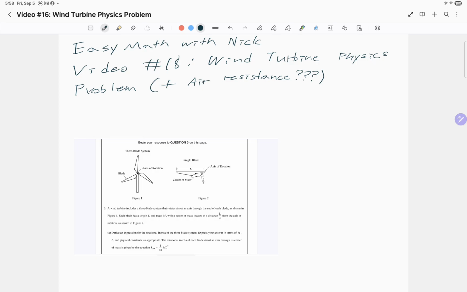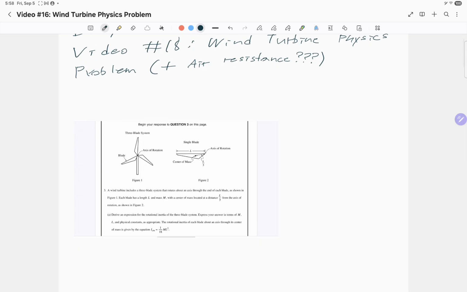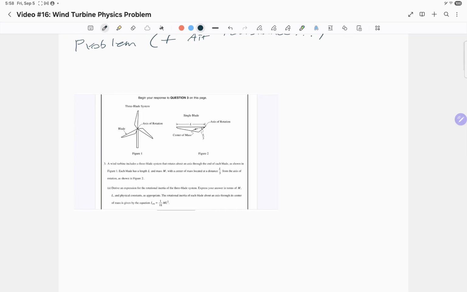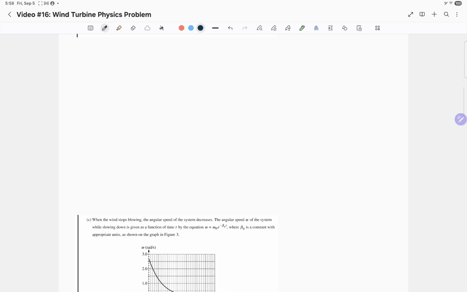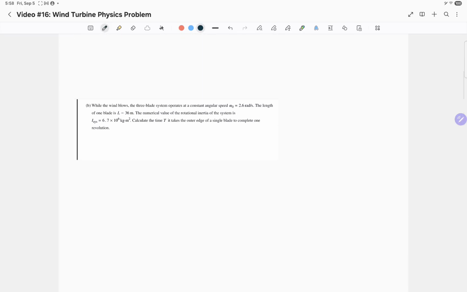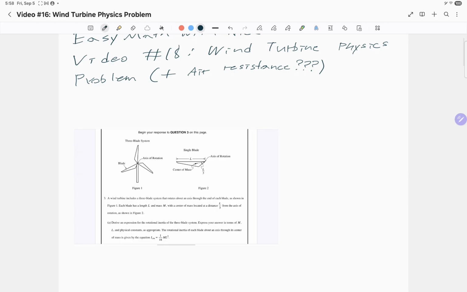Today's question, I said plus air resistance there in the parentheses because that comes into play very slightly. It's not an air resistance problem by any means, but it comes into it toward the middle. We'll see that when we get there. So let's dive right into it.